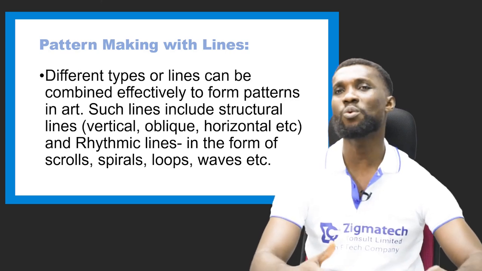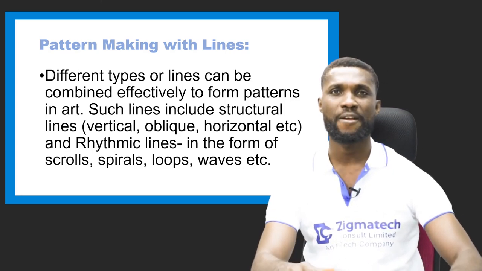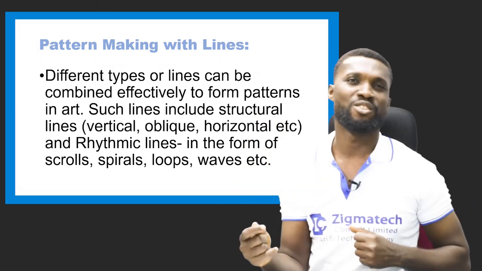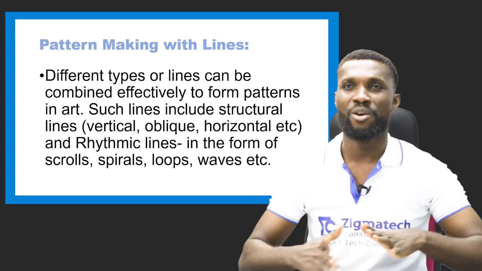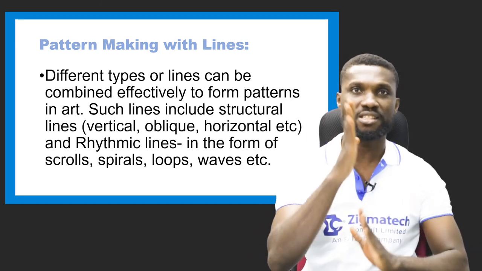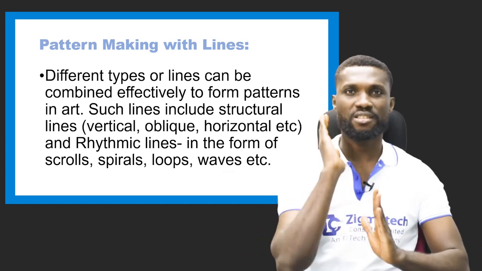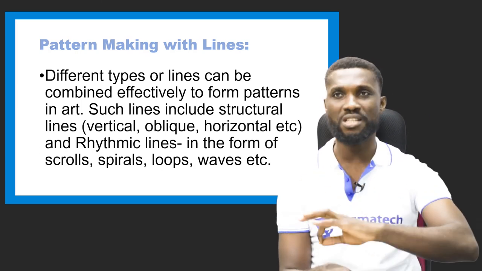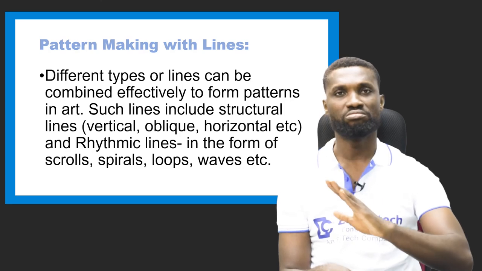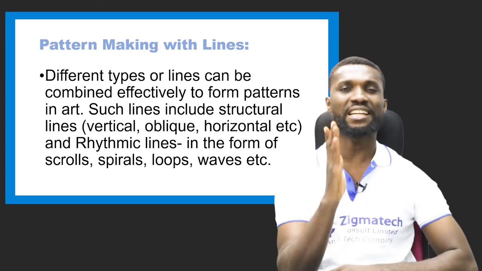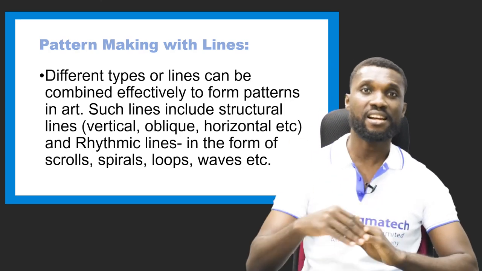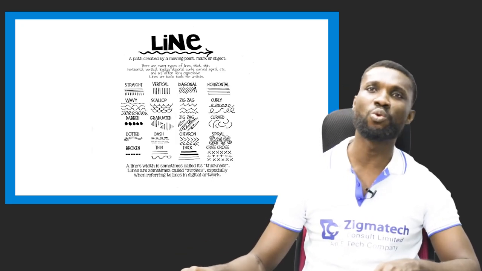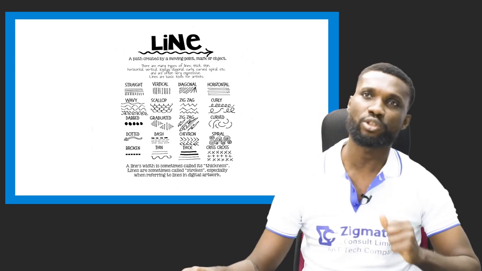All these fall under rhythmic line. When you hear the word rhythm, what does it imply? It implies movement, playfulness, warm friendship, relationship. But if you talk about structure, structure means straight, direct, very strict. You know where you're going to, you hit it straight. That's why we talk about the vertical, horizontal, oblique, zigzag. They're direct lines, angular lines. They fall under the structural lines. All right, so let's just take a look at what I'm trying to explain.